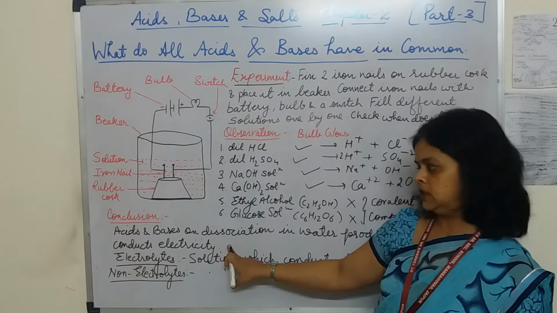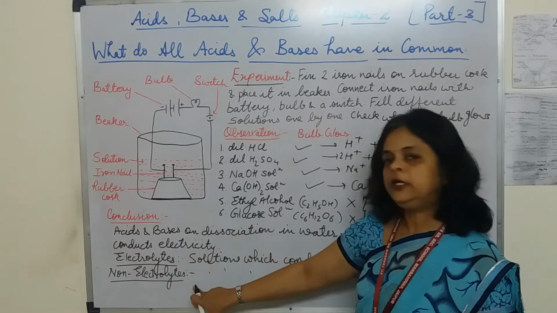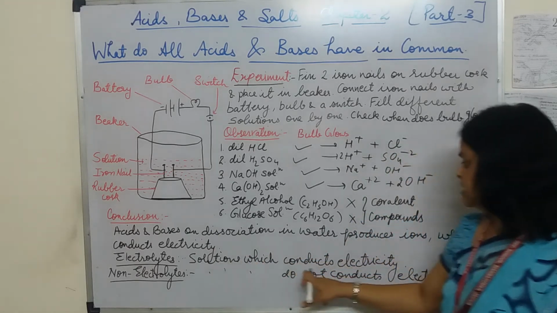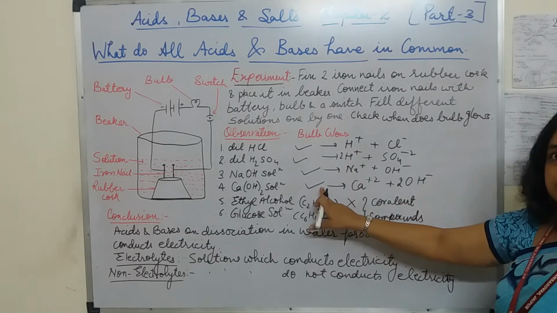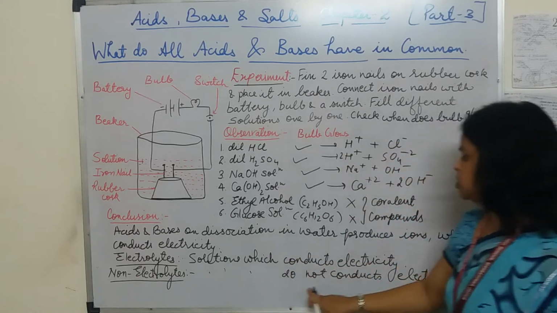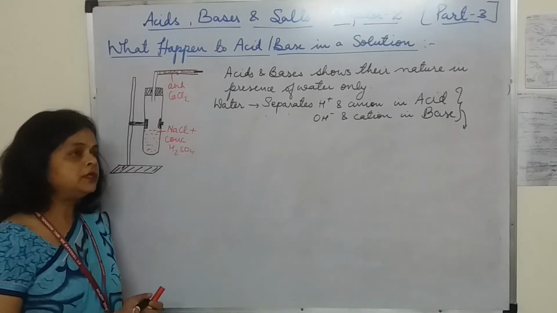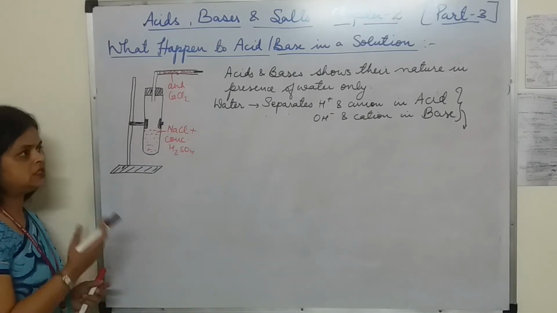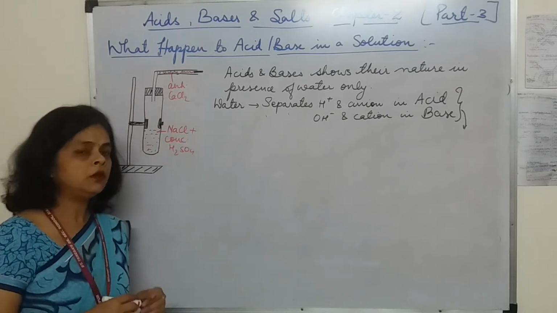the electricity. Okay, now there are two terms, electrolytes and non-electrolytes. Electrolytes are the solutions which conduct electricity. So we can say these 4 are the solutions, they are called electrolytes, and non-electrolytes do not conduct electricity. What happens to acid or base in a solution? This is our next topic. Let's see what happens when they are dissolved in water.